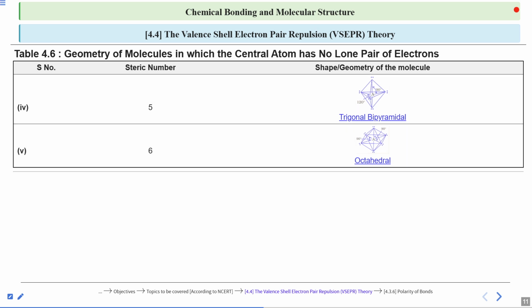Okay. So BF3 has an angle of 120 degrees and not 90. Okay. So this is not possible because BF3 has a steric number of 3.